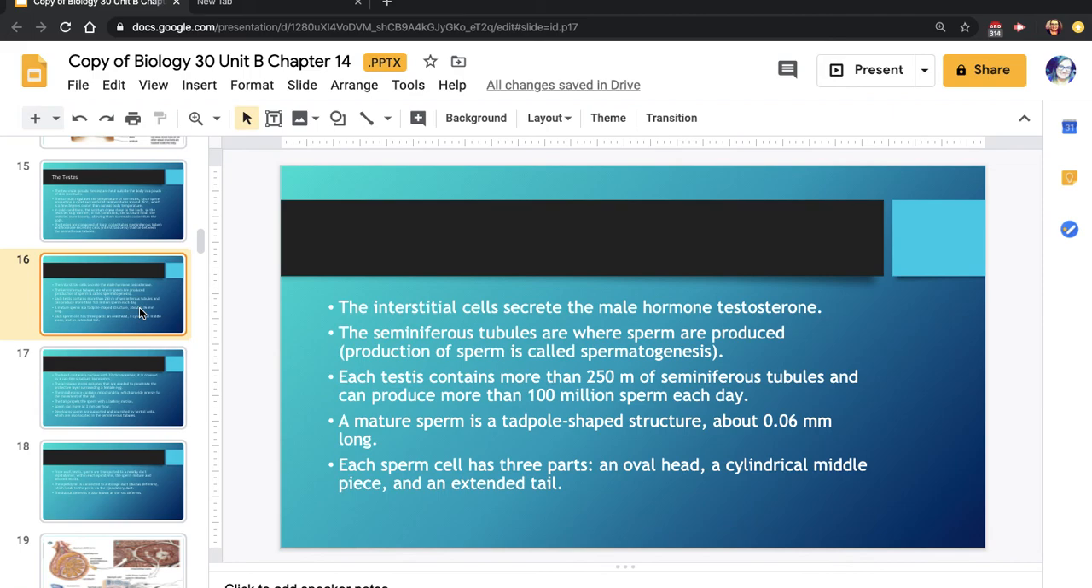Each testis contains more than 215 meters of seminiferous tubules, and can produce more than 100 million sperm each day. A mature sperm is a tadpole-shaped structure about 0.06 millimeters long. Each sperm cell has 3 parts: an oval head, a cylindrical middle piece, and an extended tail.